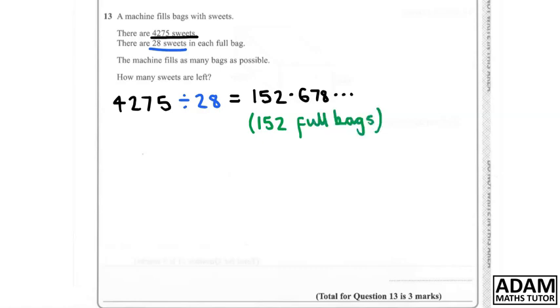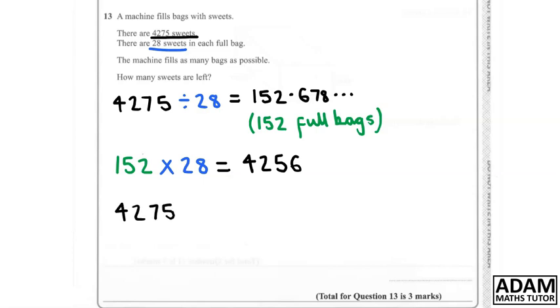The machine fills as many bags as possible. How many sweets are left over? So if I filled 152 bags and there's 28 sweets in each bag, I can multiply these together. That gives me 4,256. And then taking this away from the starting number will tell me what my remainder or the leftover sweets would be, and that's 19 sweets.